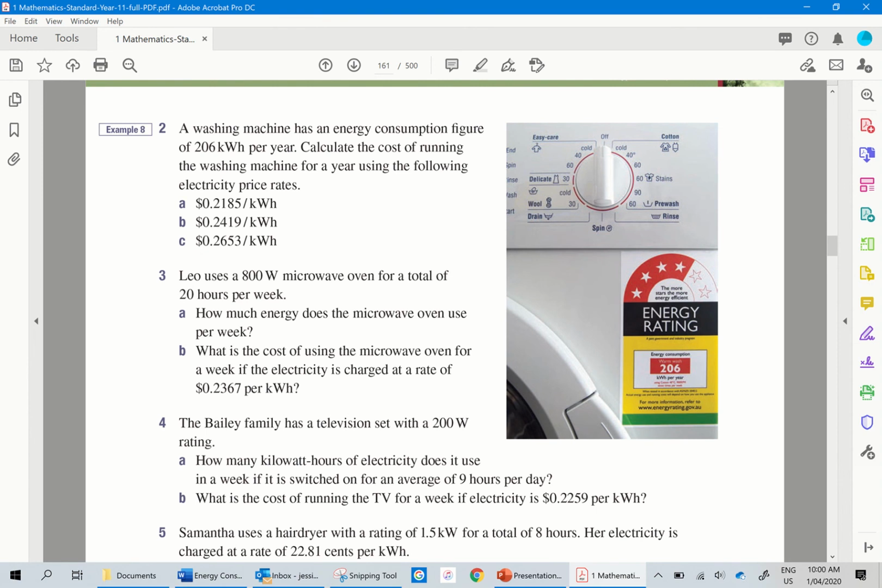So I'm just going to start with 2A. A washing machine has an energy consumption figure of 206 kilowatt hours per year. So 206 kilowatt hours. So that means that this washing machine, that's how much it's using every year. 206 kilowatt hours. And it's saying, okay, well, what's the cost of running it if it costs 0.2185 of a dollar per kilowatt hour?